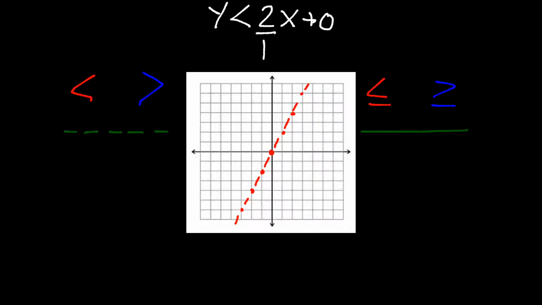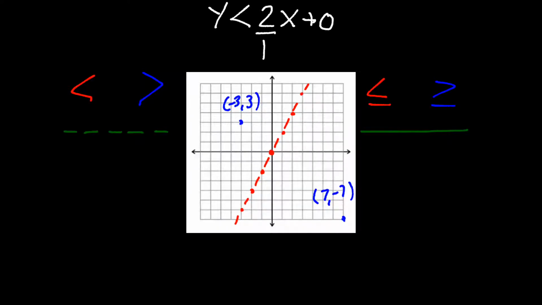I could use this point right here, which is -3, 3. I could use this point down here, which looks like it is 7, -7. I could use any point as long as it's not on our line. If it gives us a true statement, we know that we shade that side. If it gives us a false statement, we shade the opposite side. So, you know what? Let's go with 7, comma, -7.